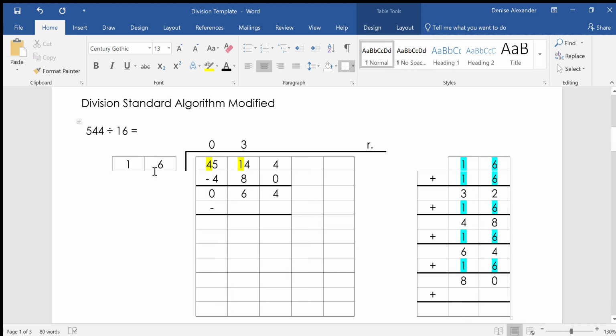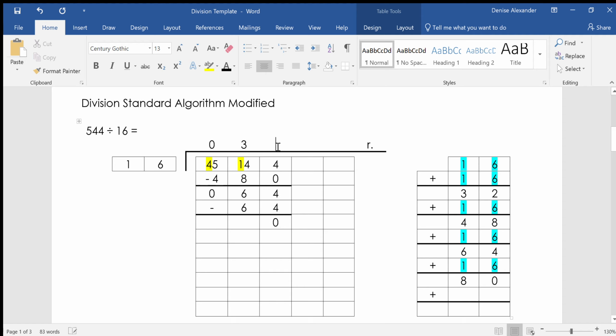So now I look at the 16 and the 64, and I come over here and I look for the 64. Oh, look, I found it. So I'm going to write my 6 and my 4 here, okay? And I know if I subtract 64 from 64, it's 0.